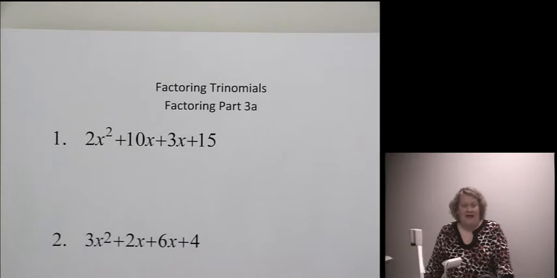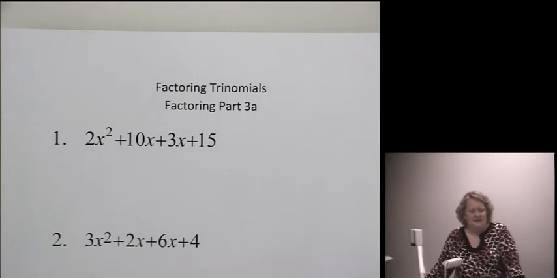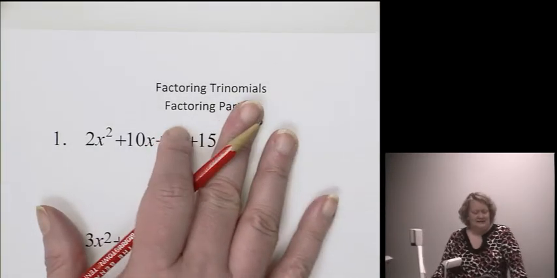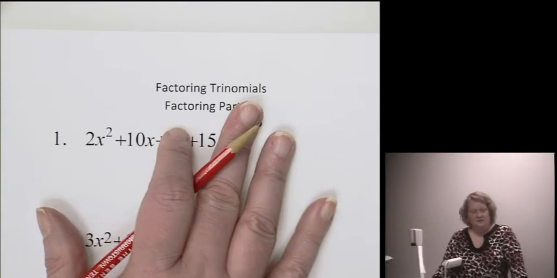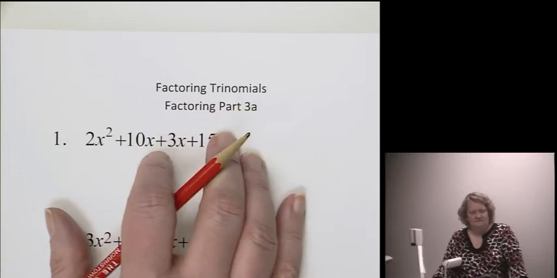It is part 3A, and there's a 3B of factoring trinomials. Trinomials are probably one of the most common types of factoring that we do, and that's one reason why I've divided it up. Actually, part 4 is also on factoring trinomials. So as you can see, it's one of the most important things that we do in factoring, or at least the most common.